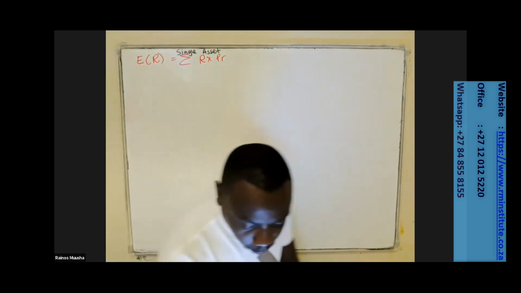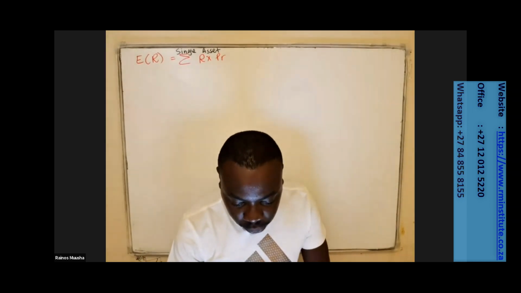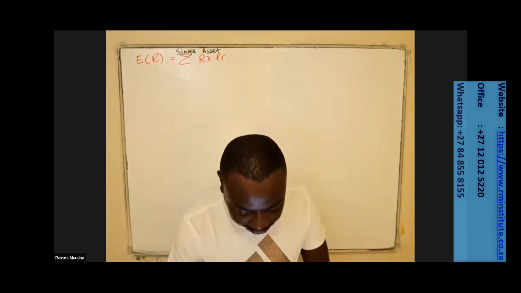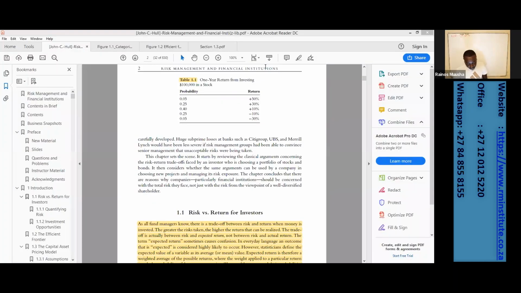Now we are going to go back and see exactly how we would calculate the expected return if we refer back to Table 1.1. I'm just going to quickly highlight Table 1.1 so that you can take note of the information there. They say that over a period of a year, we're investing 100,000 in a stock, and there are different probabilities of returns and the associated return. There's a 5% probability that the return is going to be 50%, and a 25% probability that the return is going to be 30%, and then they give you all the different scenarios as well.